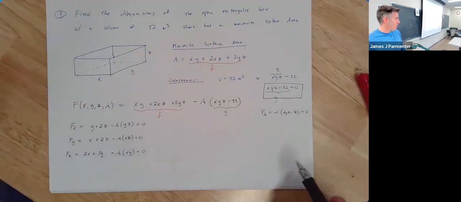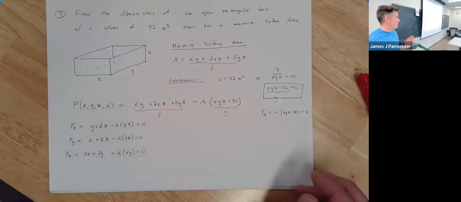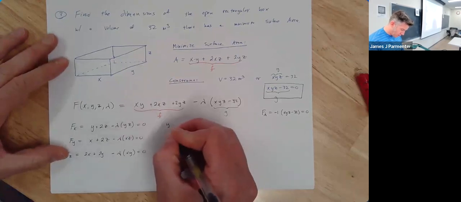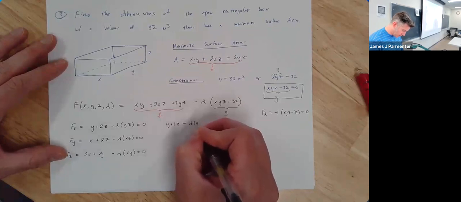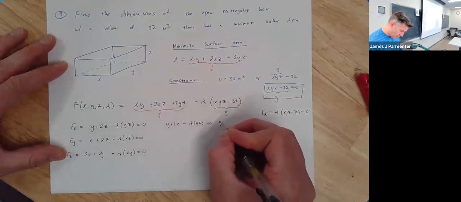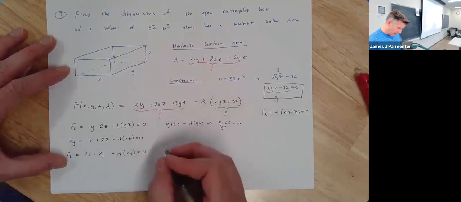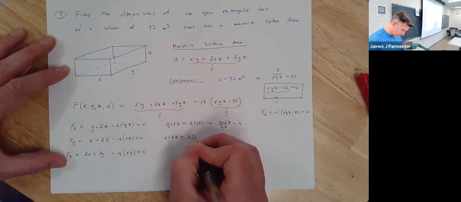All right, it's the same as before. We're going to solve for all the lambdas. There are other ways of doing this. I'm just doing it the way that's always worked the best for me. So solve for lambda. I've got y plus 2z equal to lambda times yz. Then dividing by yz, we get (y plus 2z) divided by yz equal to lambda. And here we're going to get the same thing except with x. You're going to get x plus 2z equal to lambda times xz.